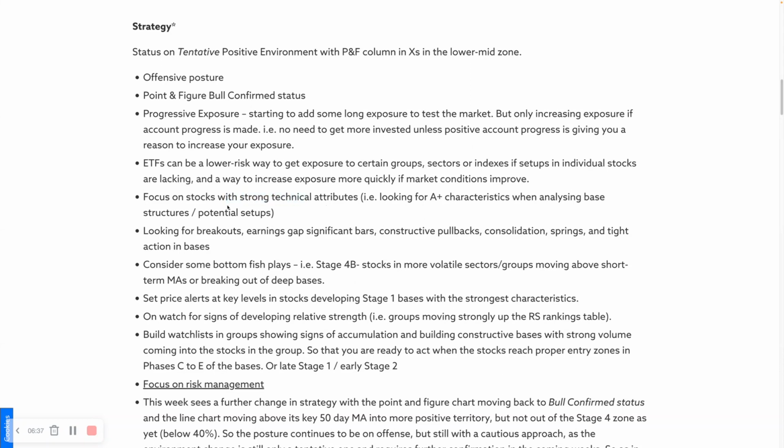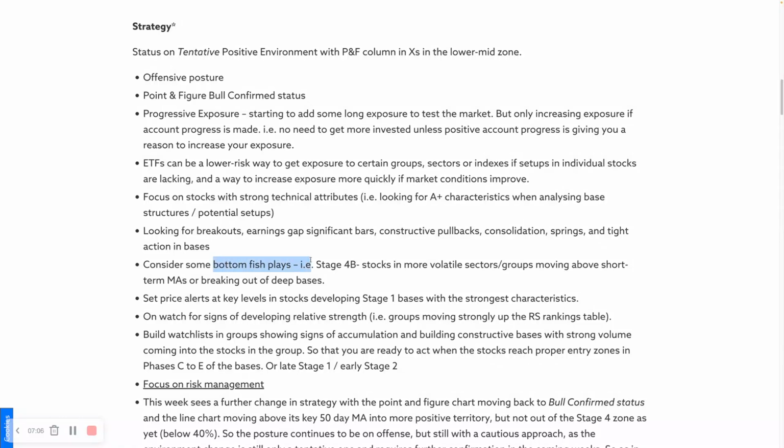But you can focus on stocks with strong technical attributes. We want to see those A+ characteristics. At this point, you can now start attacking breakouts once more. You've got earnings gaps, significant bars. Whereas before, when we were in a more difficult environment, it was much more about constructive pullbacks, consolidations, springs, and tight action in bases, etc. So we've now got much broader aspects, and you can probably tackle more breakouts at this point if they're showing good characteristics.